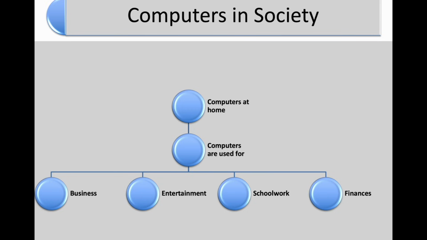While sitting at home people are using computers to hold business meetings, to perform even online business, to perform e-commerce. They can use computers for entertainment, like they can download movies and watch movies. Similarly kids sitting at home can use computers for their school work. Similarly people sitting at home can manage their finances using computers at home.